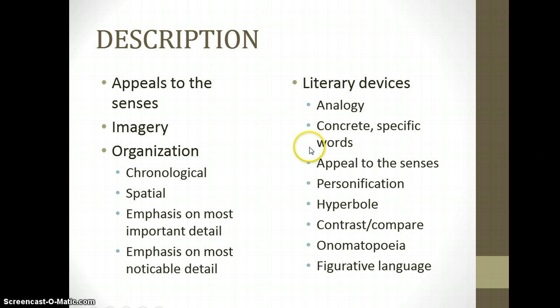You can use specific words. You can appeal to the senses. You can use personification, hyperbole. You can compare something to another. Compare and contrast is also description. Use onomatopoeia, figurative language, any way to paint a picture in our heads. Describe it, give examples. And that is our lesson on organizational strategies, aims, and modes.